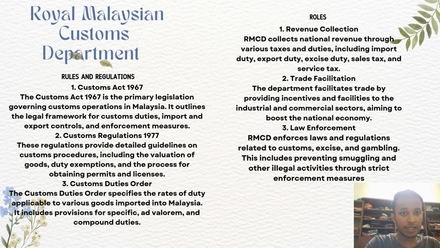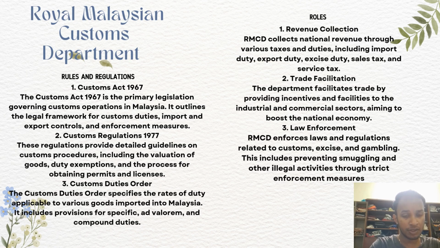First is the Customs Act 1967. The Customs Act 1967 is the primary legislation governing customs operations in Malaysia. It outlines the legal framework for customs duties, import and export controls, and enforcement measures. Second is the Customs Regulations 1977. These regulations provide detailed guidelines on customs procedures, including the valuation of goods, duty exemptions, and the process of obtaining permits and licenses.